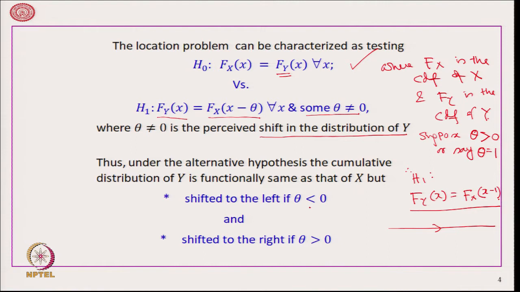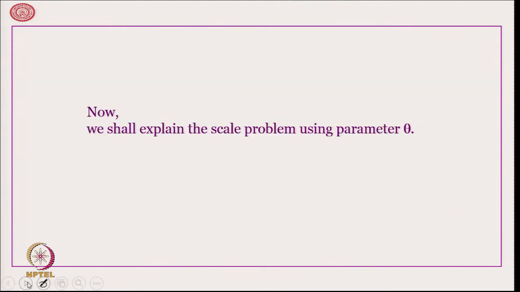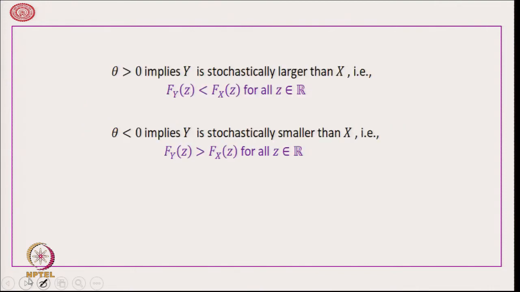If the value of theta is less than 0, then the shift has been to the left side. If theta is greater than 0, then the shift is to the right side. Now, we shall explain the scale problem using parameter theta. Theta greater than 0 implies Y is stochastically larger than X, that is F_Y(z) is less than F_X(z) for all z belonging to R, and theta less than 0 implies Y is stochastically smaller than X, that is F_Y(z) is greater than F_X(z) for all z belonging to R. This I have already discussed in one of my earlier lectures, so I am not going to illustrate this much.